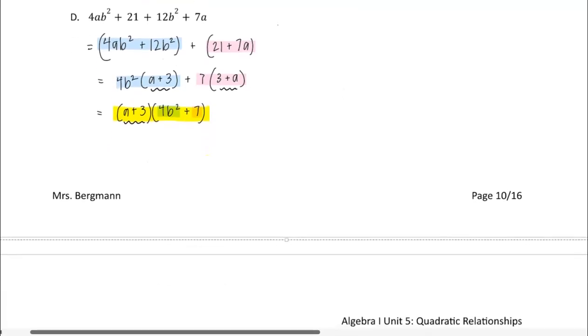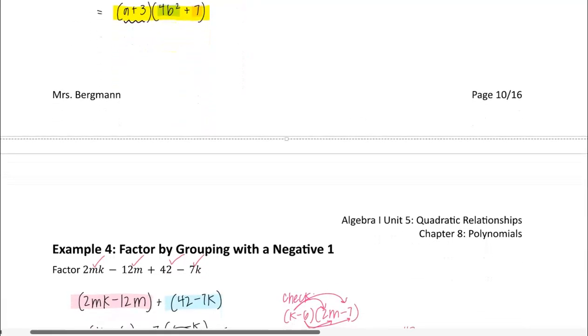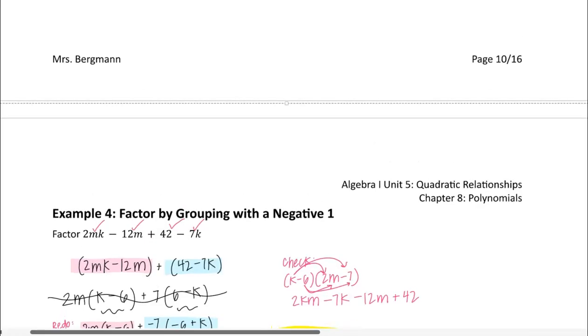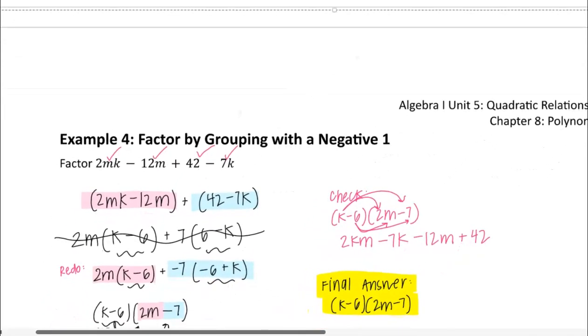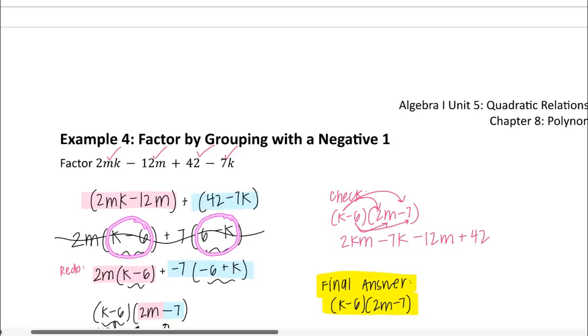And then I wanted to just show you one more example where you sometimes have to factor with a negative 1. So let's say we were working on this example for factoring by grouping, and we group them up. We factor out the common factors 2m and 7. But notice that what we have in the parentheses doesn't match. K minus 6 is not the same as 6 minus k. The k is positive, whereas the k is negative. The 6 is negative, whereas over here the 6 is positive.